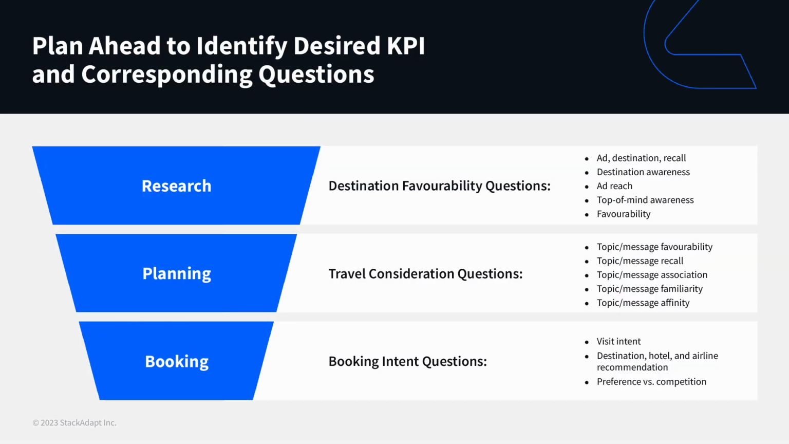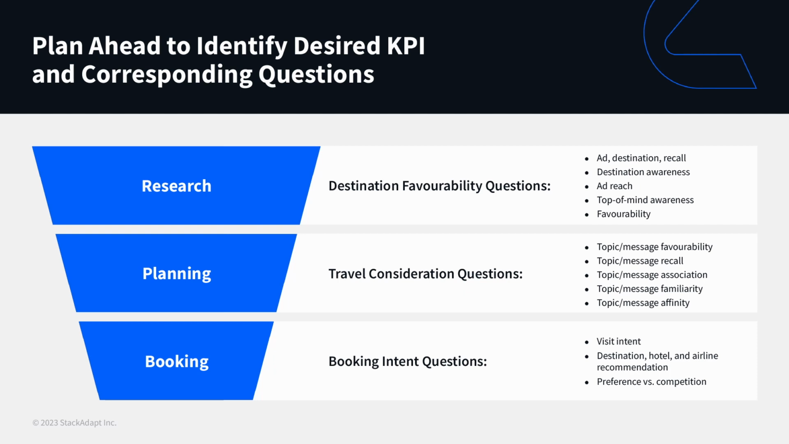In order to look at these, I think it's really important to plan ahead and know your desired KPIs. So at the research stage, generally we want to be thinking about, this aligns with those challenges we talked about before about general awareness. Here we want to be looking at things like ad reach, the top of mind awareness that we've achieved and those favorability metrics that we discussed.